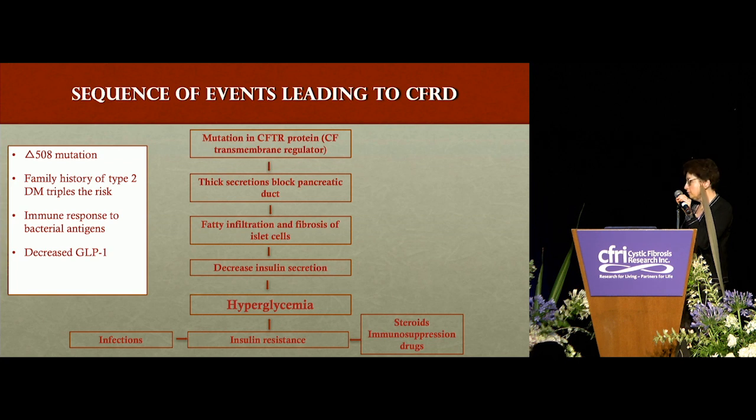At the same time, steroids given during exacerbations or post-transplant, plus immunosuppressive drugs affecting insulin production, as well as any infection and any body stress, lead to insulin resistance, and all of that leads to hyperglycemia, to high blood sugars. Again, the risk factors are the delta F508 mutation, family history of type 2 diabetes, immune response to different bacterial agents or antigens, as well as decreased glucagon-like peptide, which is produced in the gut.